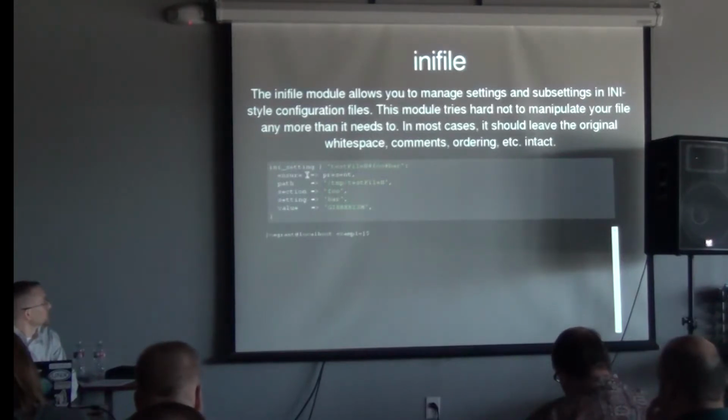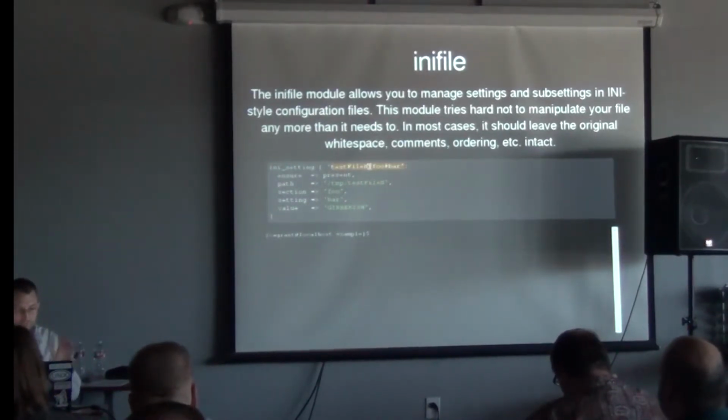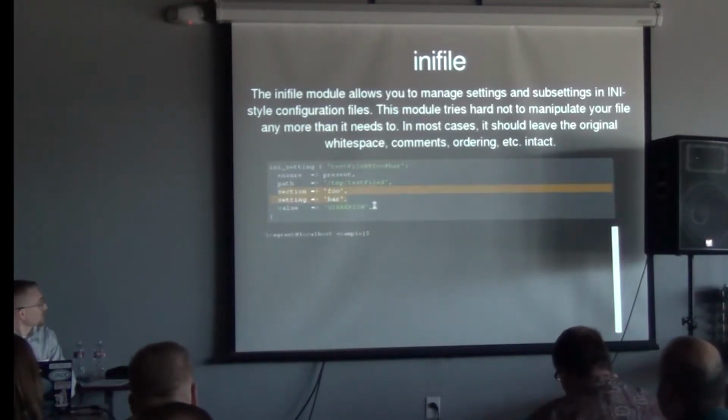In this example, we're going to use ini_setting, and that's the name of the resource. We're going to give it a unique name, and I'm just using this. You can put whatever unique name in there you want. We're going to ensure it's present, give it a path to the file. Then we've got section, setting, and value. So we're going to create a foo section if it doesn't already exist, and then we're going to set bar equals gibberish inside that file.